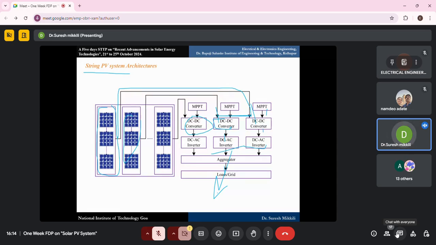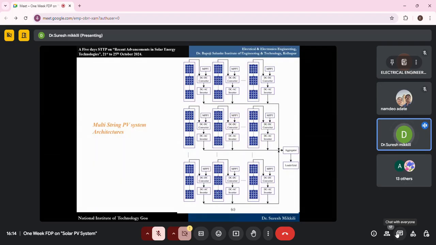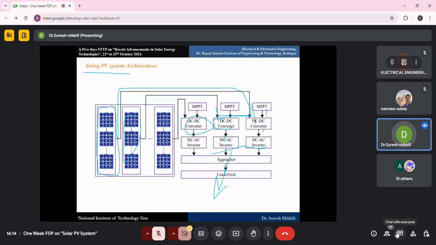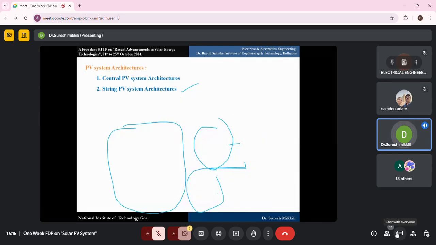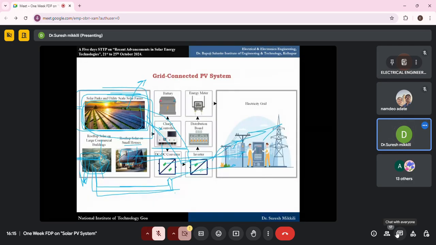So even string converters can't be considered because of high power ratings. Even string converters are not suitable. So what we will do is we will go for multi-string. Multi-string means, see, previously what we have done: all panels together are connected to only one converter, that is central.